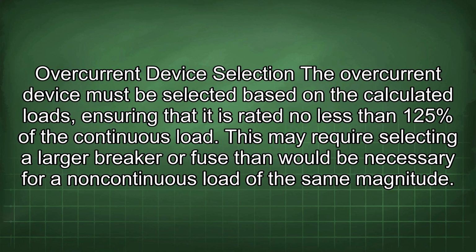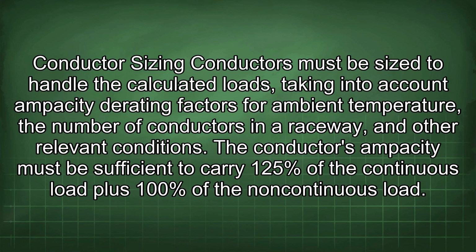Overcurrent device selection. The overcurrent device must be selected based on the calculated loads, ensuring that it is rated no less than 125% of the continuous load. This may require selecting a larger breaker than would be necessary for a non-continuous load of the same magnitude. Conductor sizing. Conductors must be sized to handle the calculated loads, taking into account ampacity, derating factors for ambient temperature, the number of conductors in a raceway, and other relevant conditions. The conductor's ampacity must be sufficient to carry 125% of the continuous load plus 100% of the non-continuous load.